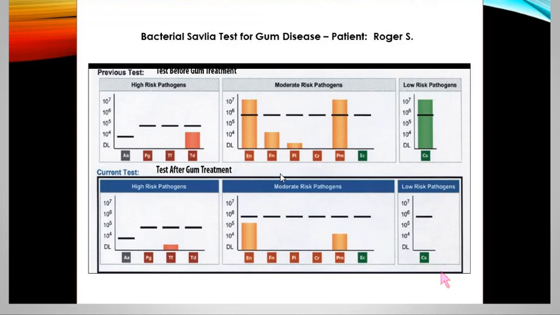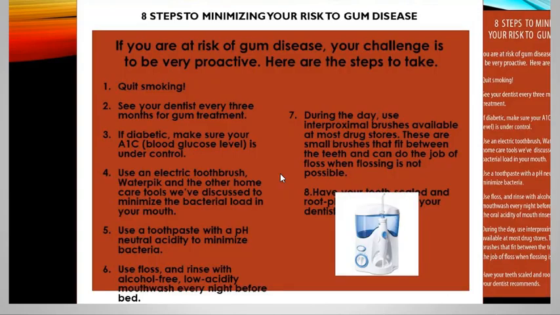So you could see scaling and root planing is very effective, and we managed it with great pain management through anesthetic and using articaine throughout the process. So as you move forward in your practice, you might choose these steps to minimize your patient's risk of gum disease. Quit smoking, see their dentist every 3 months. We customize this plan. So if they're diabetic, we do monitor their A1C.